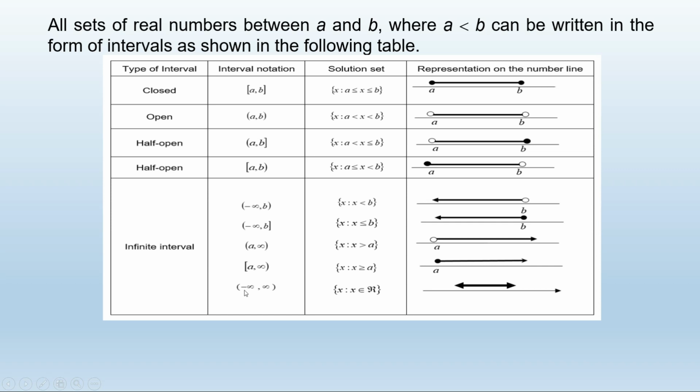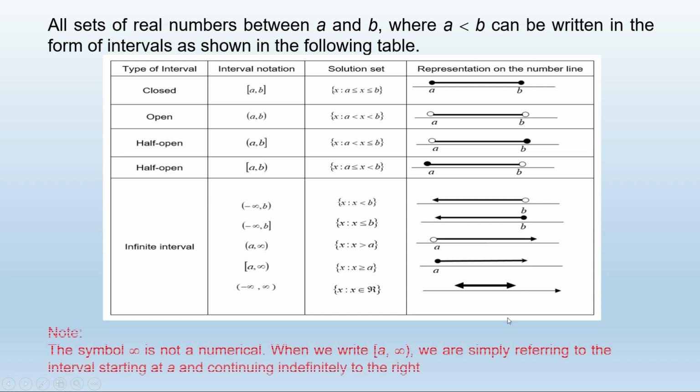And the last one, negative infinity to infinity. Solution set is x where x is an element of R. R is the real numbers. So we represent it on the number line like this. Note, the symbol infinity is not a number. When we write A to infinity including A, we are simply referring to the interval starting at A and continuing indefinitely to the right.